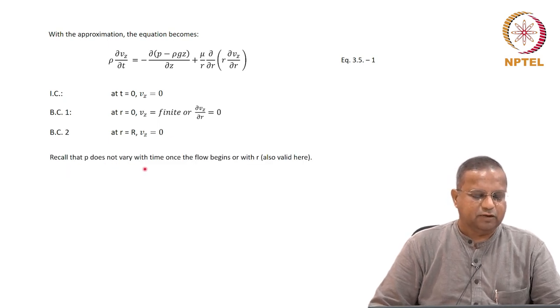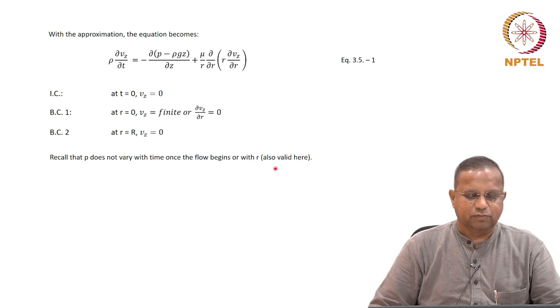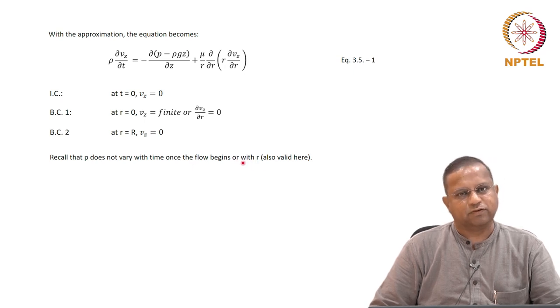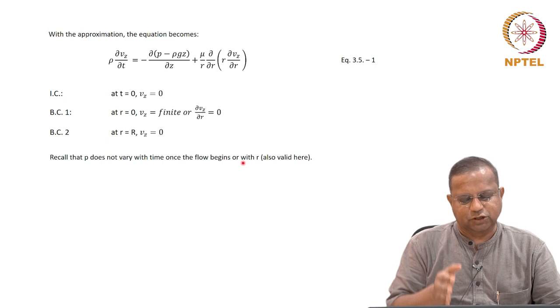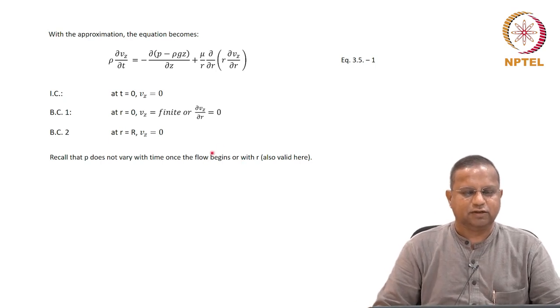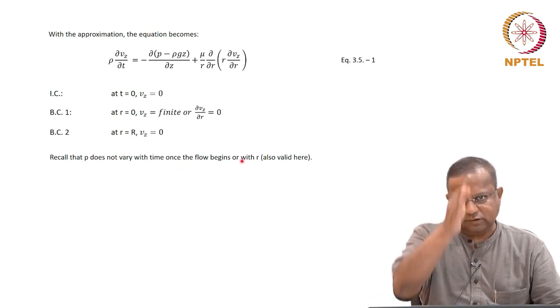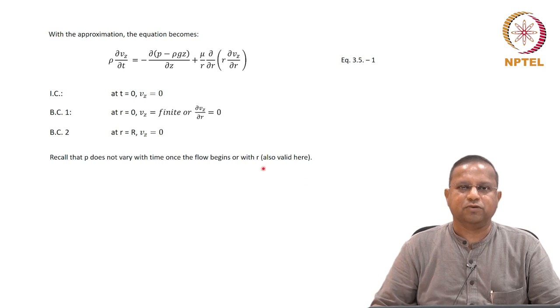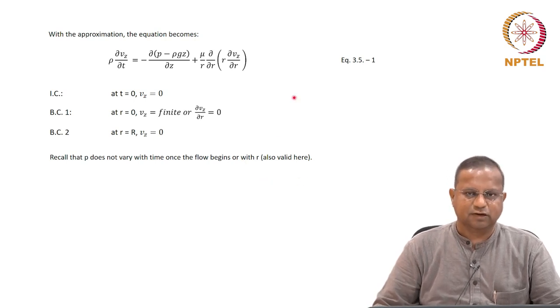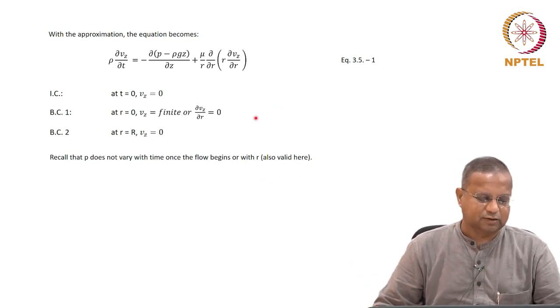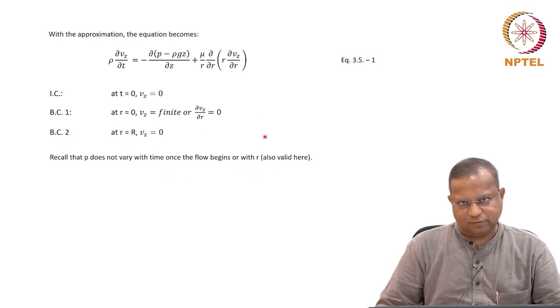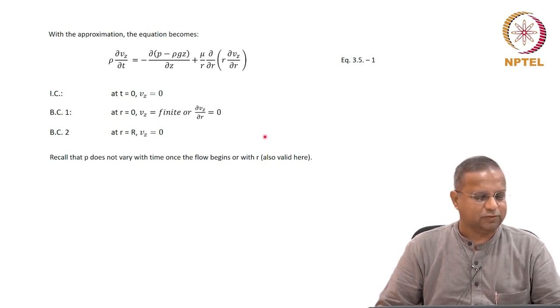Also recall that P does not vary with time once the flow begins, or with r. This we have already seen. Okay, the pressure does not vary with time once the flow begins. There's no reason for it to vary. And across a certain cross section, we have found that to be a constant earlier. That was for steady state flow. We are trying to use that insight here. And that seems to be valid here. That's what has been found. So all these assumptions have actually turned out to be good assumptions.